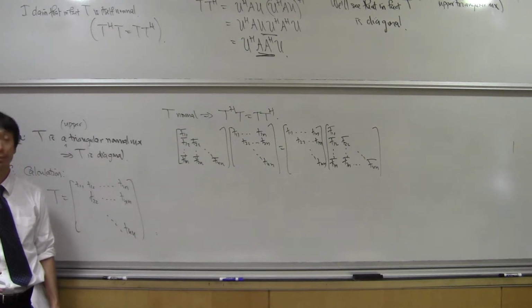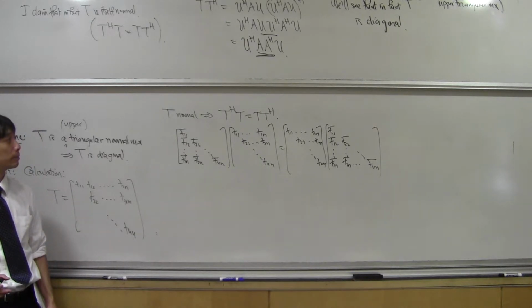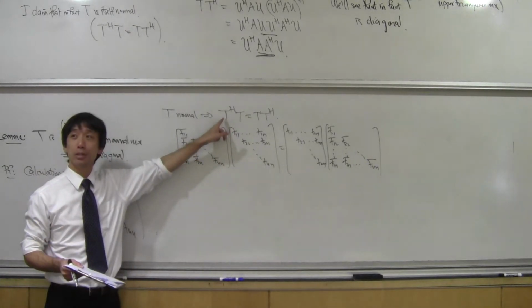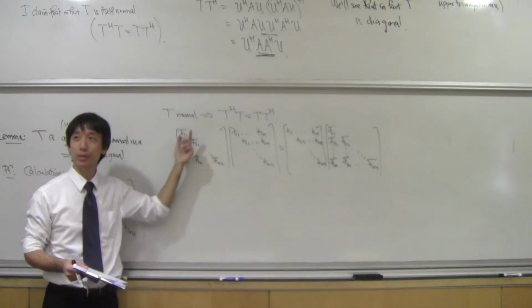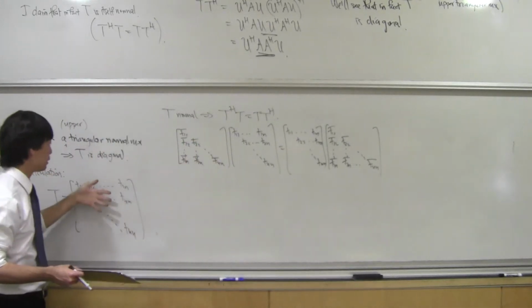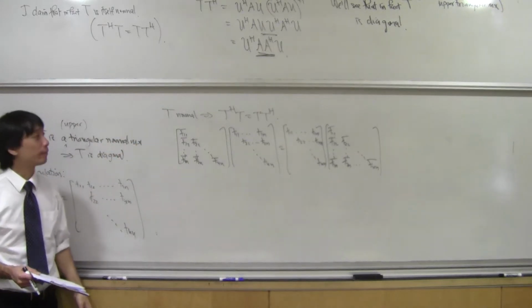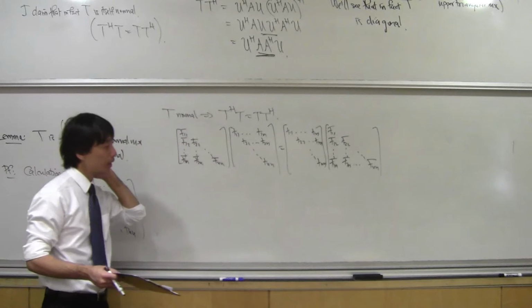Hey, Connor. Why does the notation change, like T12 is in the column instead of the row? Because what's T^H? T^H is the conjugate transpose. Right? So you take this guy, you transpose it, and you take the conjugates. Okay?